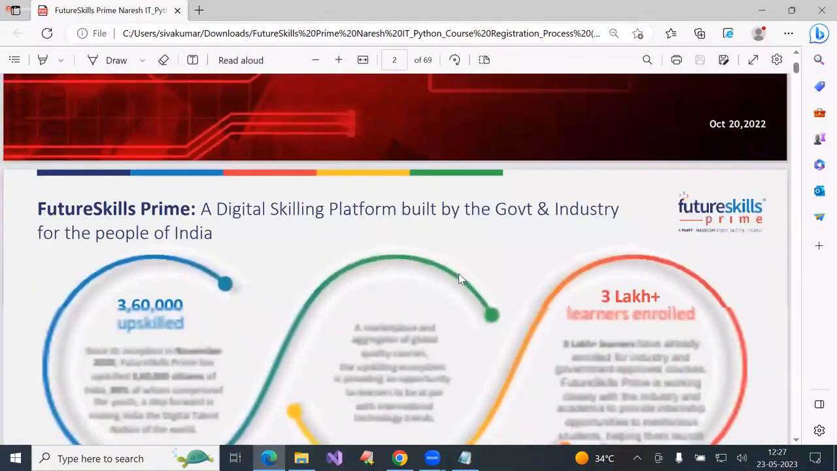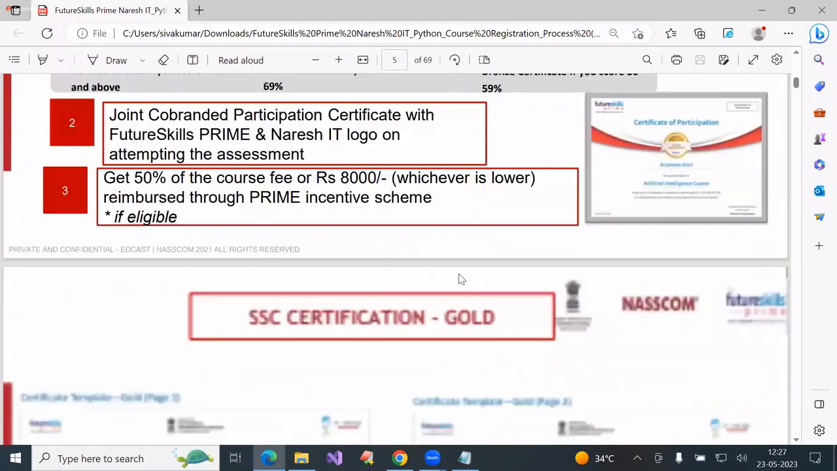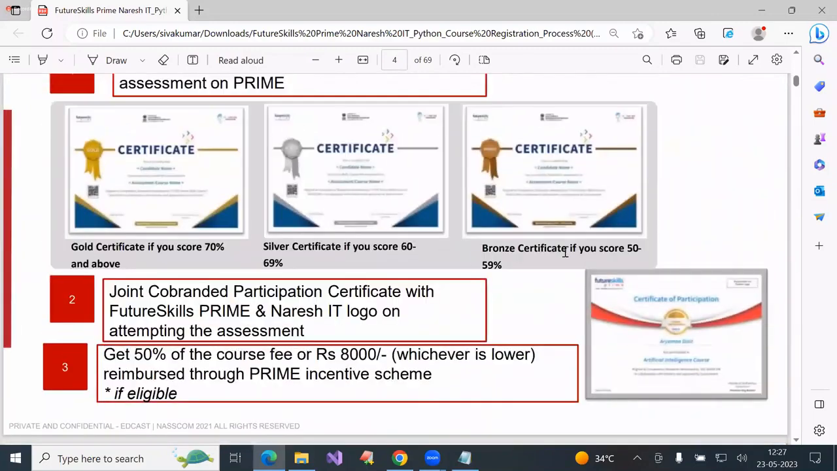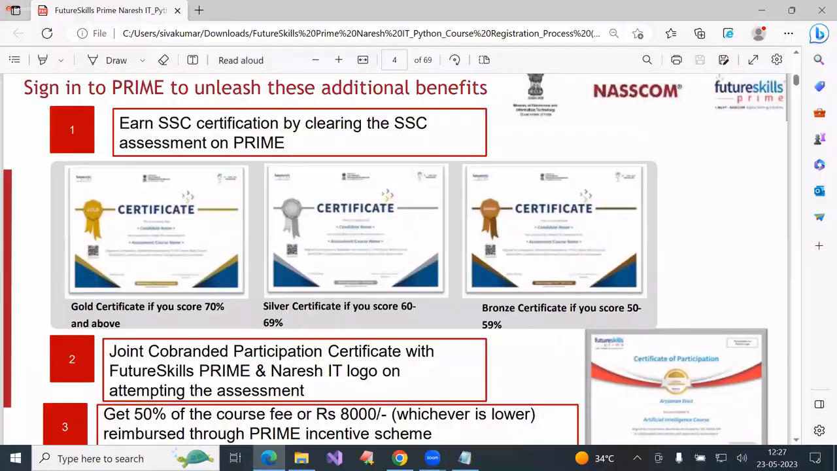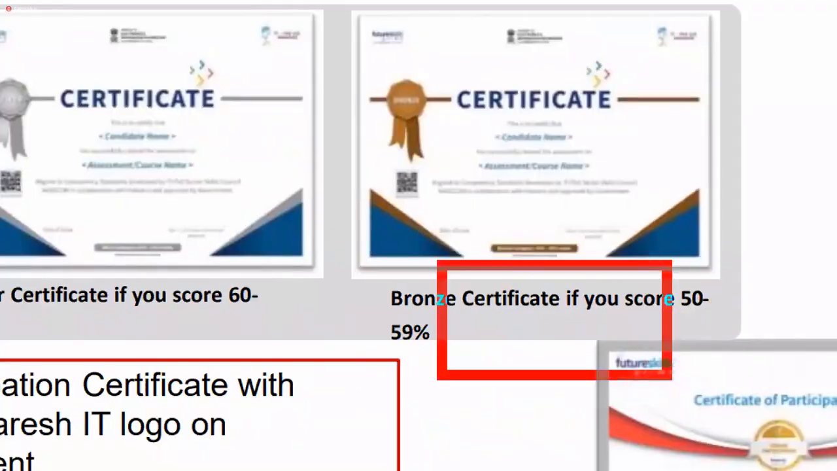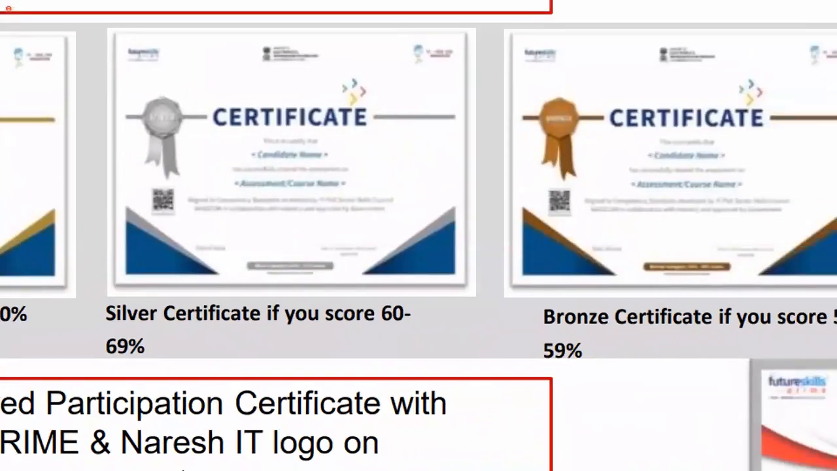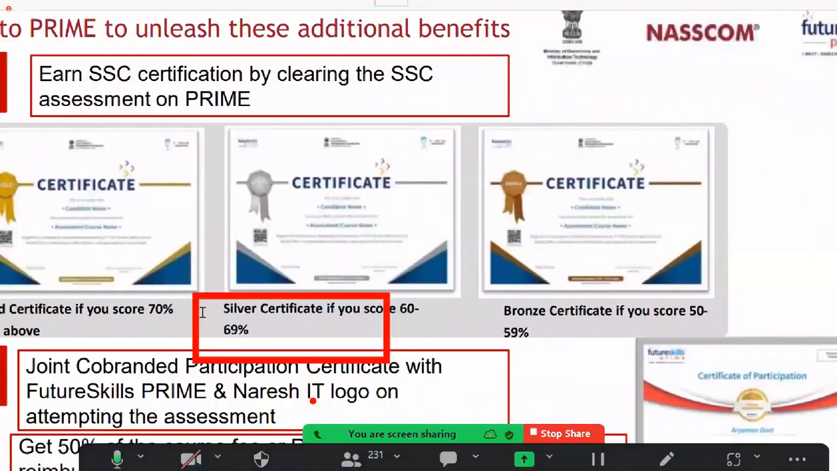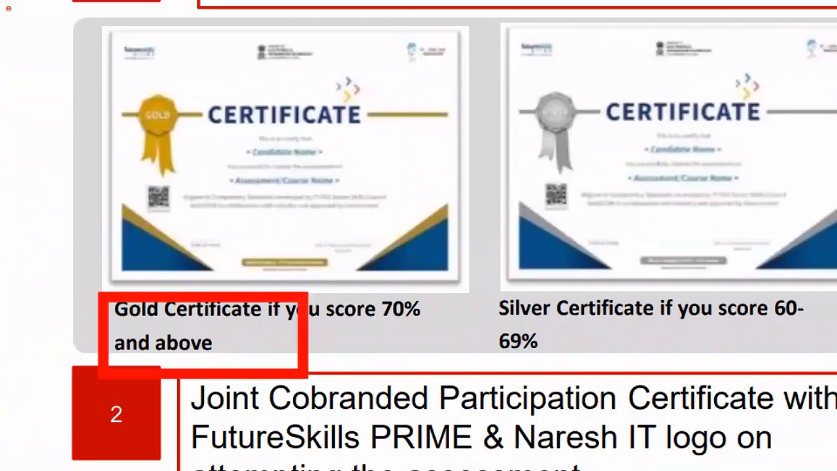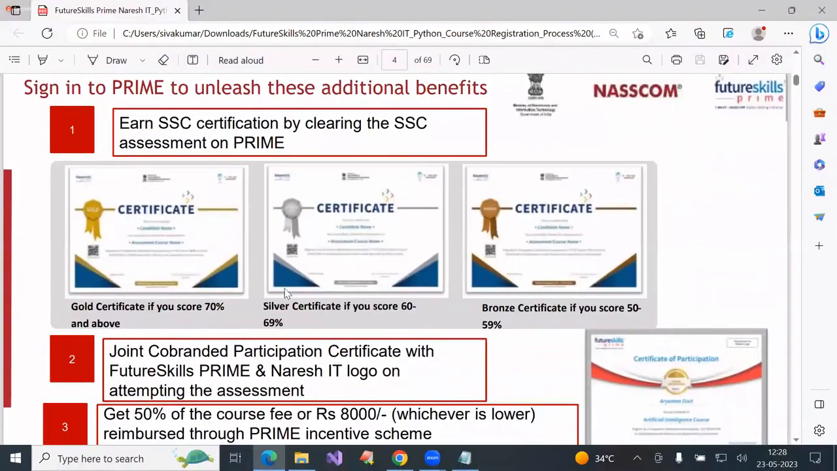Here, if you pass, 3 certificates will be there. If you get 50 to 59%, bronze certificate; 60 to 69%, silver certificate; 70 and above, gold certificate. Okay, 3 different certificates are there: 50 to 59, 60 to 69, 70 and above. At least 50%, if you get it also, you'll get a certificate.